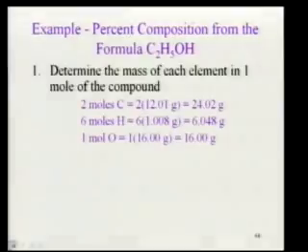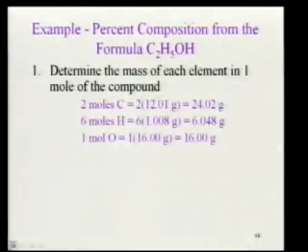I want you to use that formula. Use this formula, and whatever it is that we've talked about so far, figure out the percent composition for each element in that formula. What percentage of ethanol is carbon? What percentage is hydrogen? What percentage is oxygen? Now we've got to use masses to do this. Okay, here's how we do it.